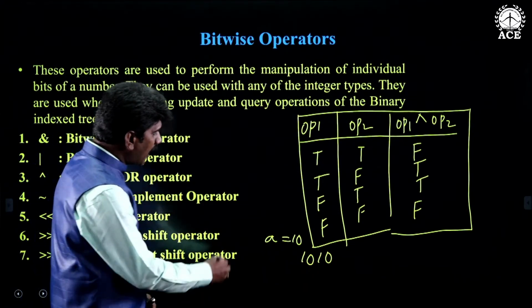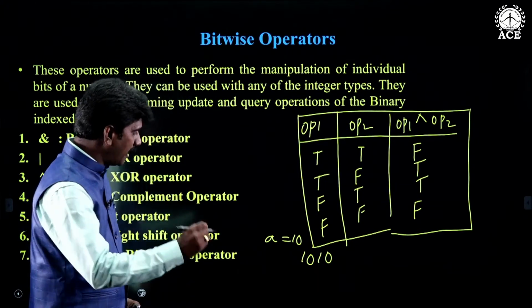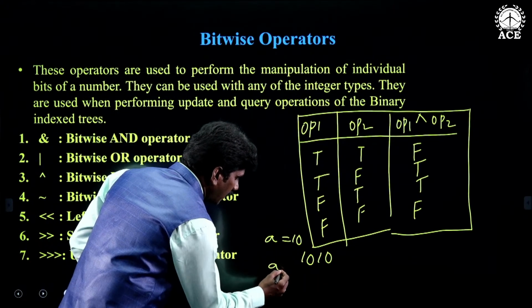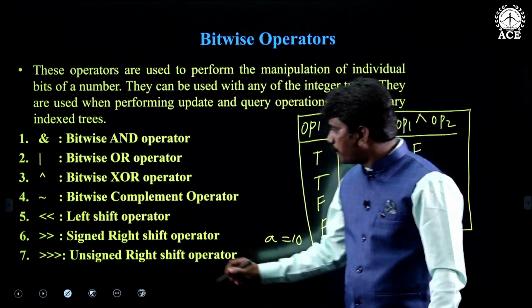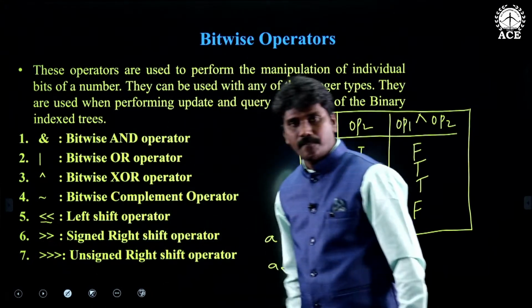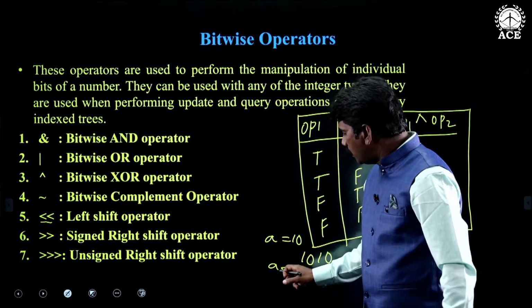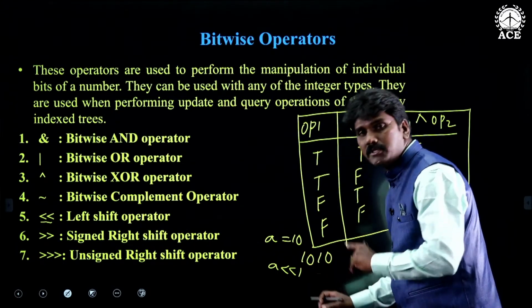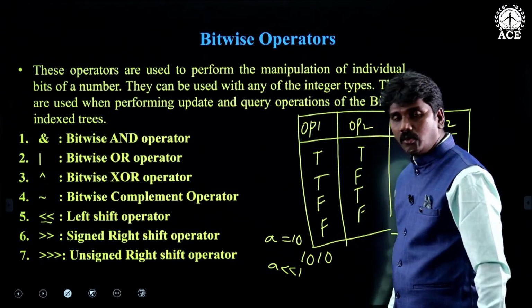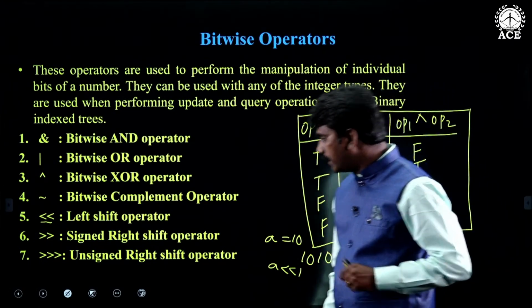Now, if we apply the left shift on it one time, how is it going to be? On A, we are applying the left shift one time. In that case, how can the values be moved? Let us understand that.